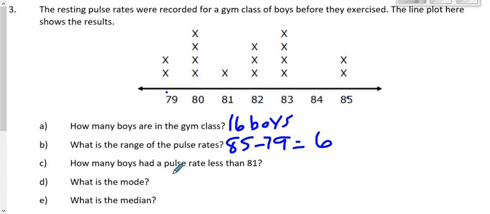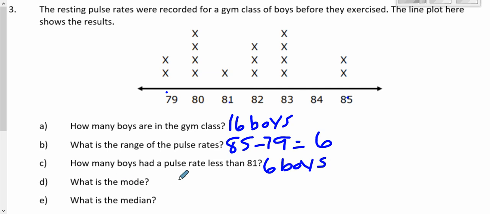Okay, how many boys had a pulse rate less than 81? So it says less than 81, which means we do not include 81. We want anything below that. So we have 1, 2, 3, 4, 5, 6 boys. 6 boys have a pulse less than 81.